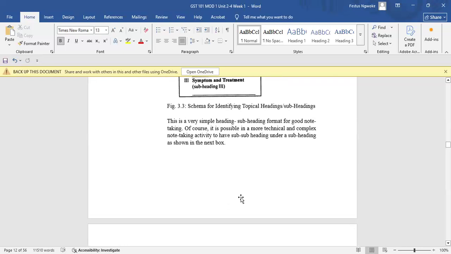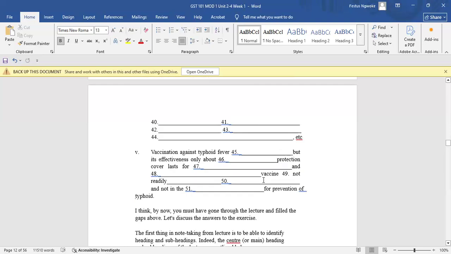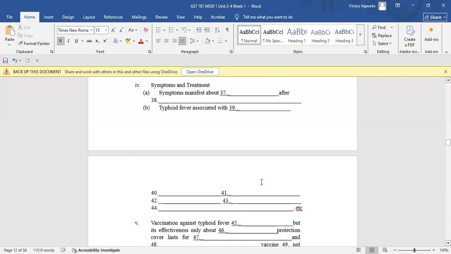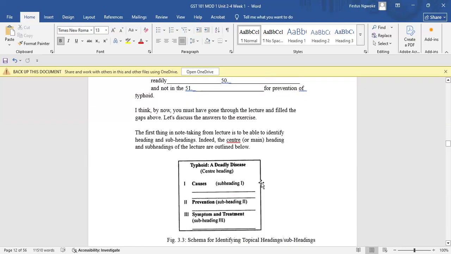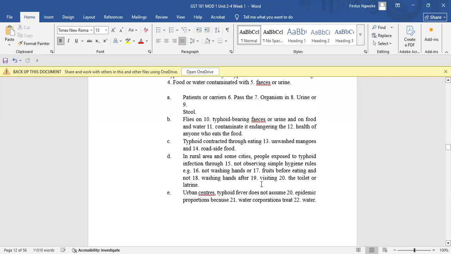So those are the things you do for effective note taking. You use symbols. You are able to write in summary form. You're able to pay attention, and so on. These are the things you are expected to do while you are taking notes.